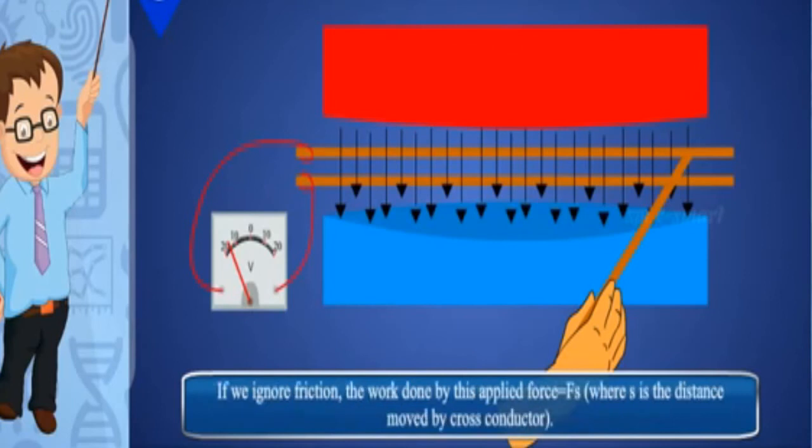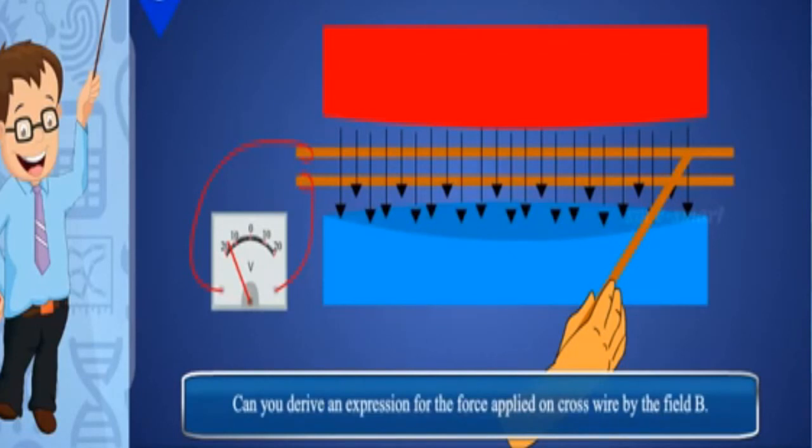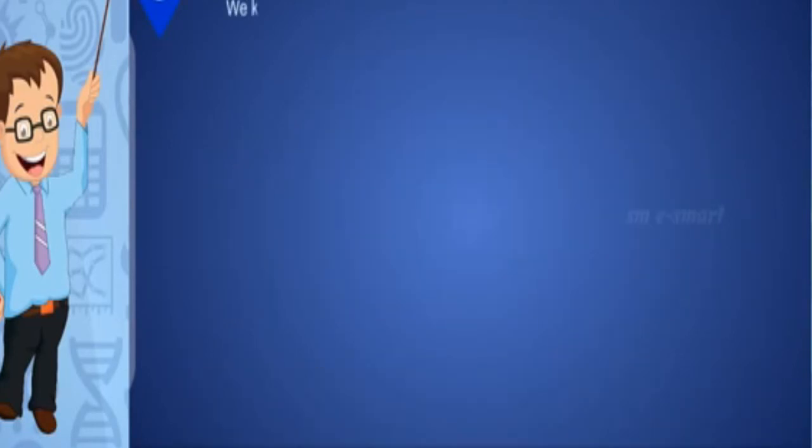If we ignore friction, the work done by this applied force equals Fs, where s is the distance moved by the cross conductor. Can you derive an expression for the force applied on the cross wire by the field B? We know that it is equal to BIl from equation 4 of the previous discussion, that is, F equals BIl. Let this be equation 8.